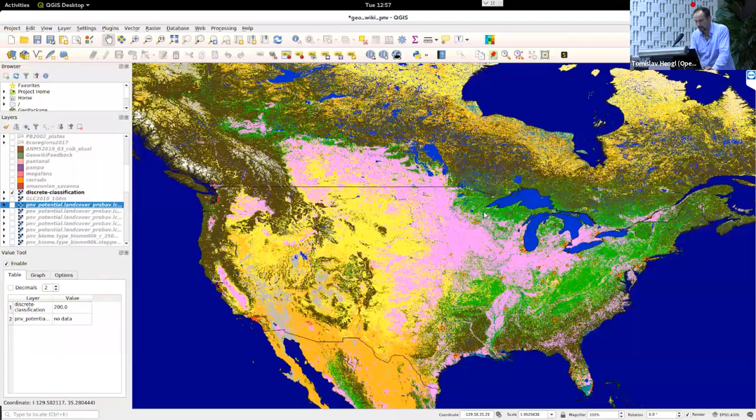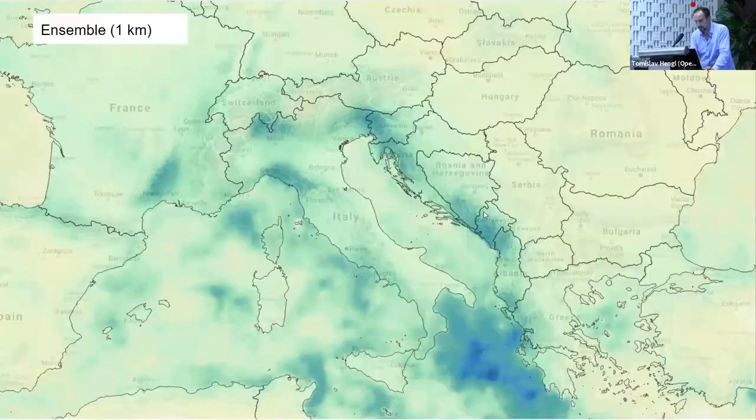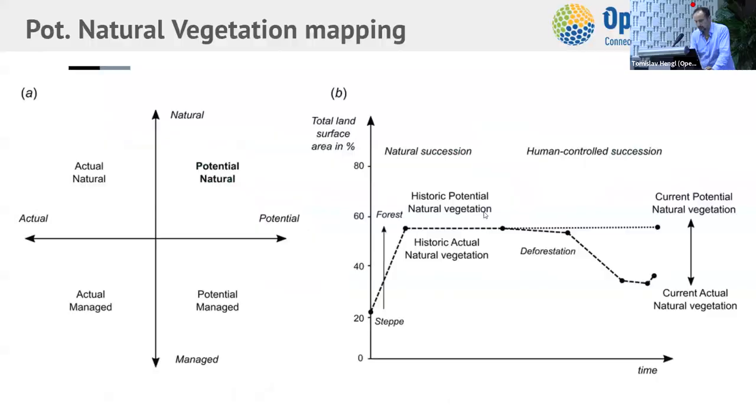It can get complex, but this is the main plot. Let me see. That's the main plot. So you have this, let's say, four types of vegetation. So there's the actual vegetation, the natural and managed, and you have the potential, natural and potential managed.